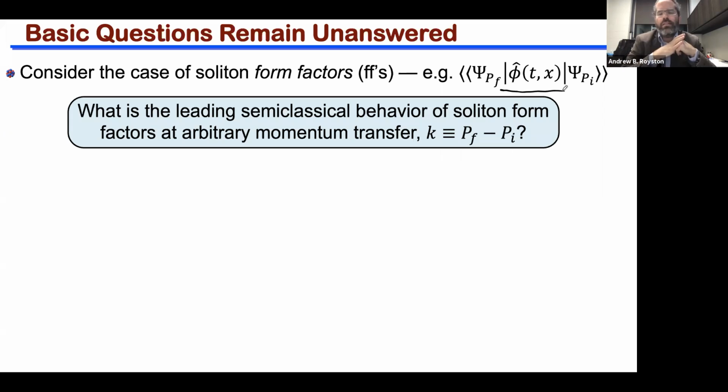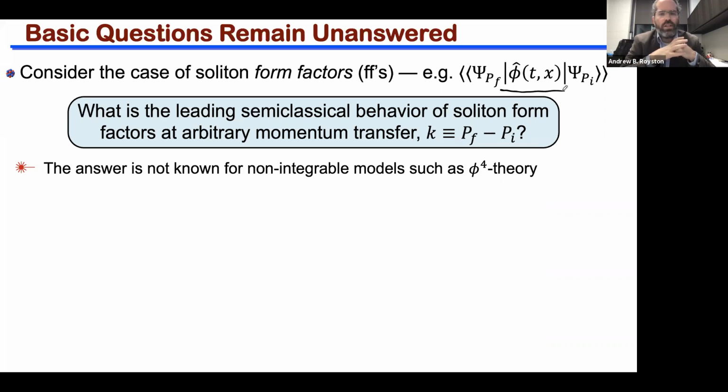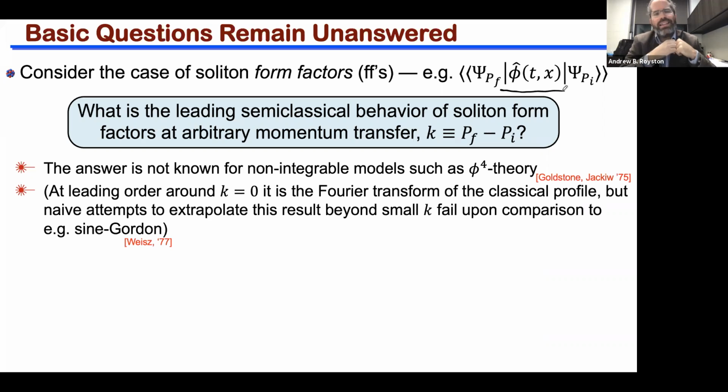What is the leading, okay, so not exact results, just leading semiclassical behavior in G of this form factor at arbitrary momentum transfer? So not making any assumptions about P, the initial P_i relative to the P_f there. So the answer to that question is not known for non-integrable models such as phi to the 4 theory. At leading order in the momentum transfer, the form factor is the Fourier transform of the classical soliton profile, phi naught.